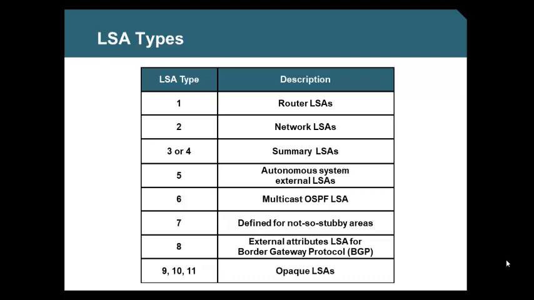Third one, type 3 LSA is called a summary LSA. Type 4 is autonomous system summary LSA. You simply put one more word, autonomous system summary LSA. This is type 4. Autonomous system summary LSA. And then type 5, autonomous system external LSA.